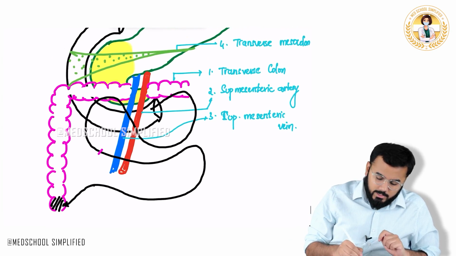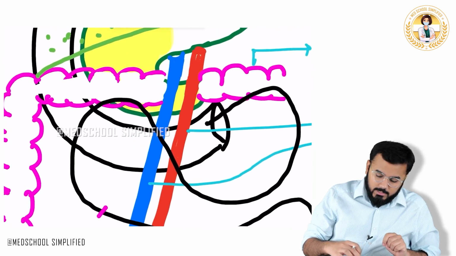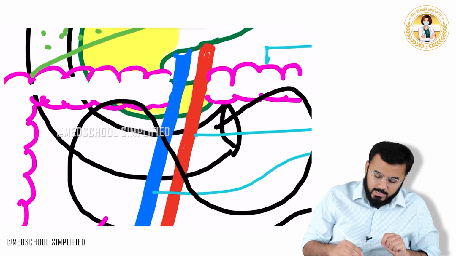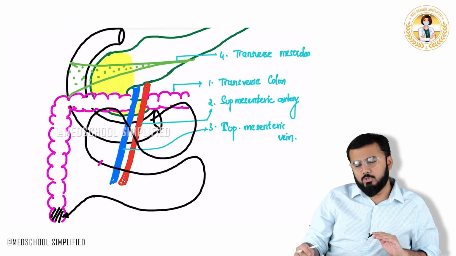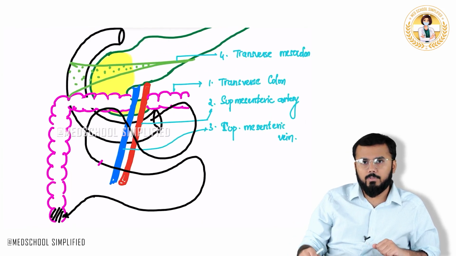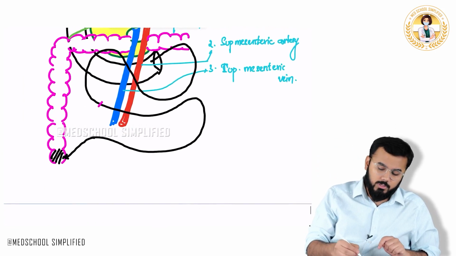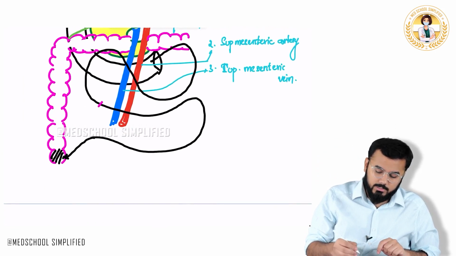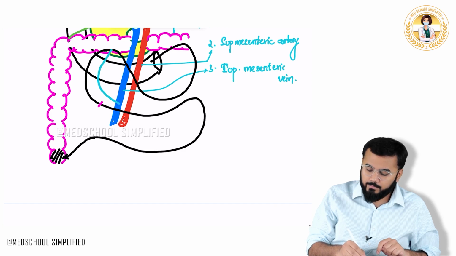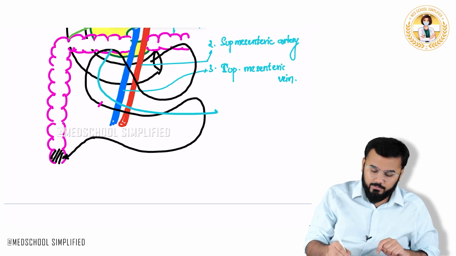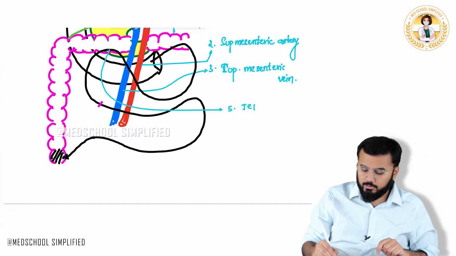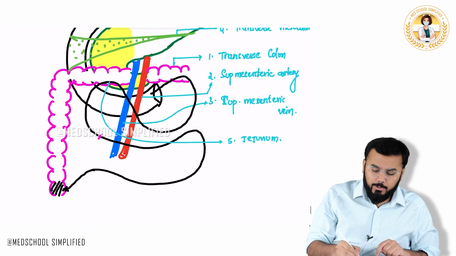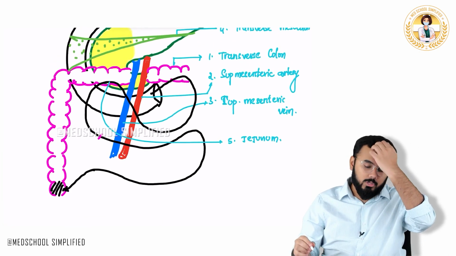Now you can see here very clearly, right? I'm zooming in on this part exactly. You can see that this line is touching the head of the pancreas, right? So it means the jejunum is passing in front of the head of the pancreas. So the fifth important thing which I would like to mention here is the jejunum.